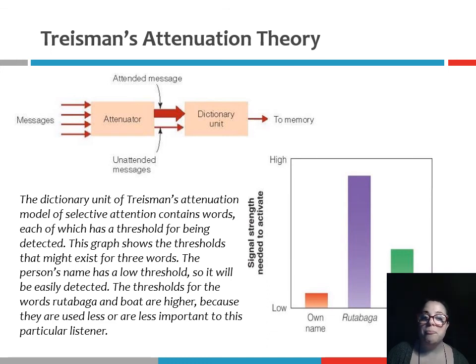Whereas a boat, depending upon our personal life history, might have a low threshold, a high threshold, or a middle of the road threshold, depending upon our life experiences. So if we're in the Navy, the word boat might have a lot of personal significance associated with it, in which case it would have a much lower threshold. And this is also a common word that's frequently used in our lexicon, so it's going to have a lower threshold than a low frequency word like rutabaga. Okay.